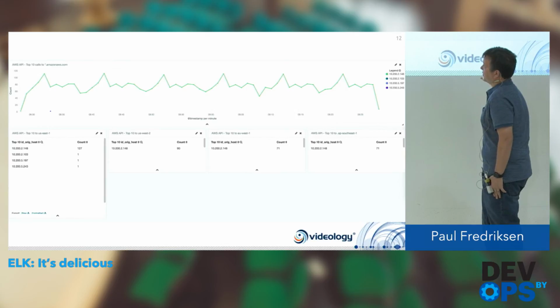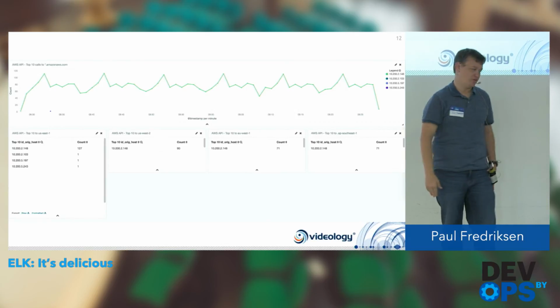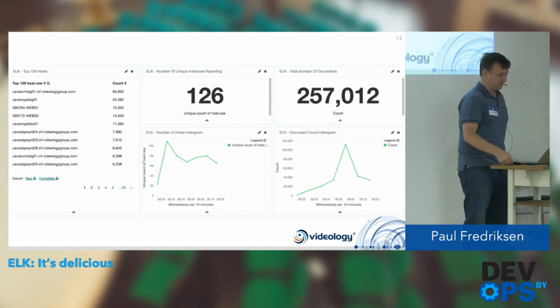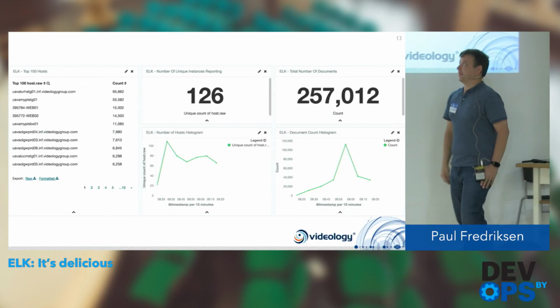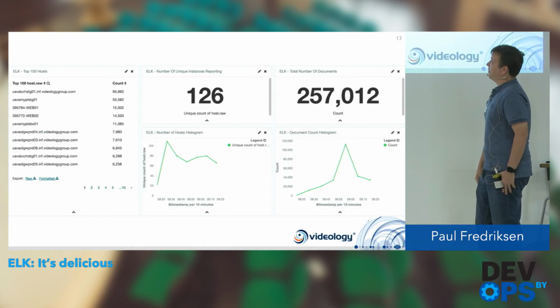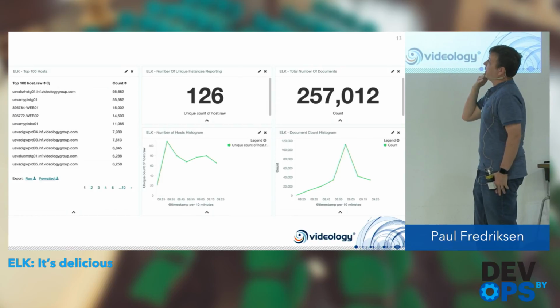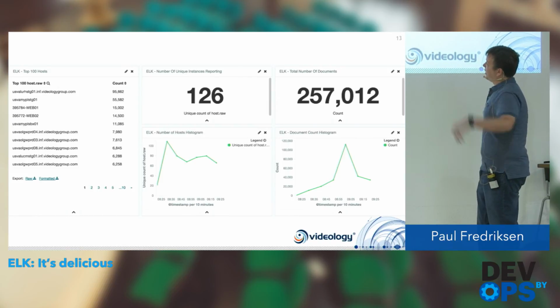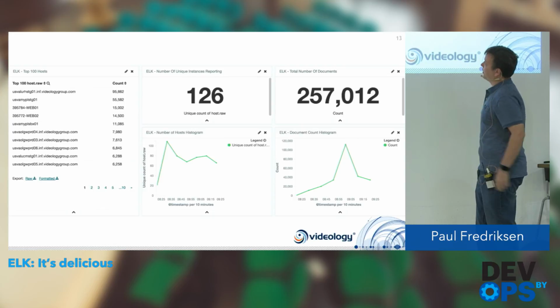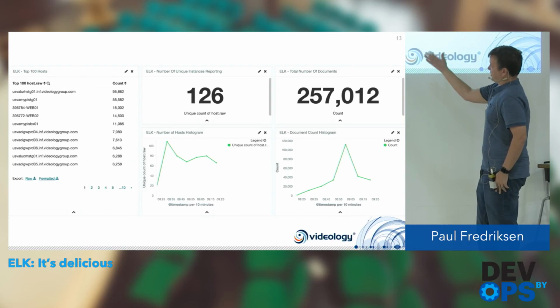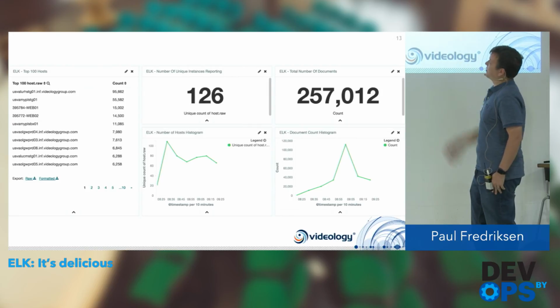Top tens, lists, bar graphs, pie charts. And this is a very simple systems graph. This is actually quite old now. I think we have closer to 300 hosts reporting into Elasticsearch directly now. And this is just a basic dashboard showing you the kinds of things you can do with it.